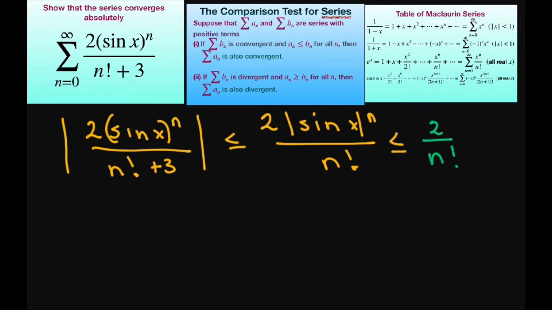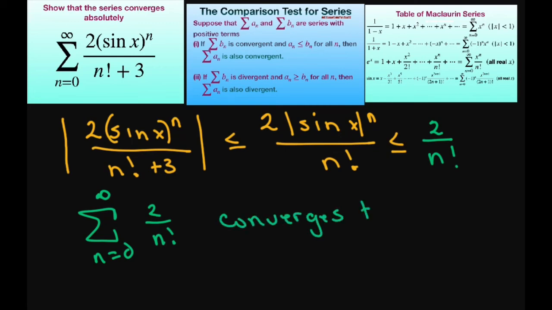So now we have the sum from n equals 0 to infinity of 2 divided by n factorial, which converges to 2e. Because I can write this as 2 times 1 divided by n factorial, and this part is your e, like we discussed in the previous problem.